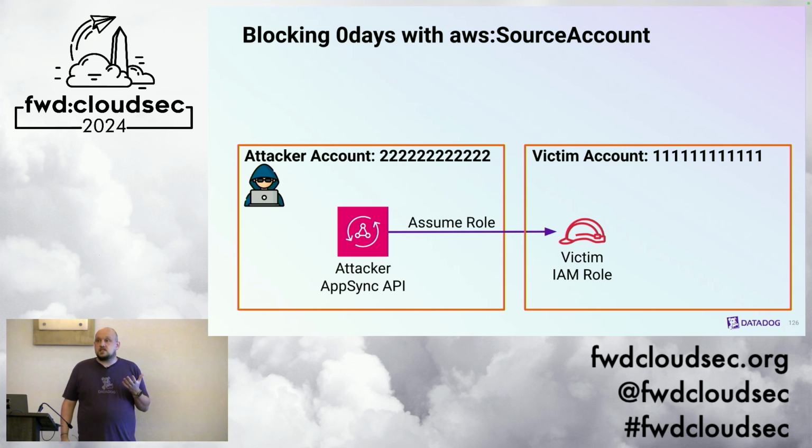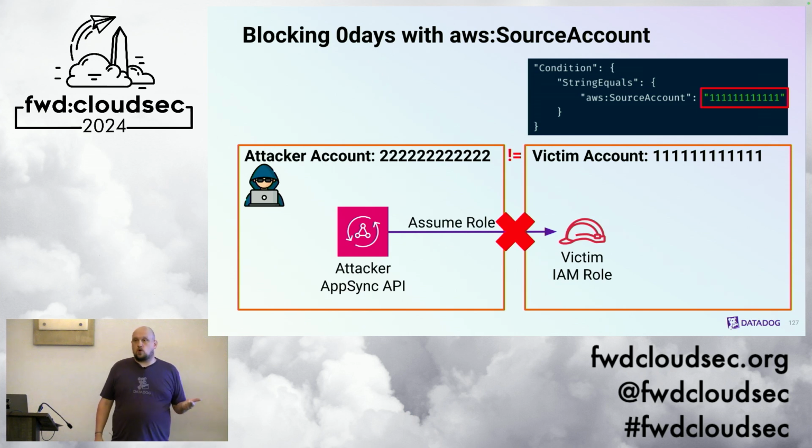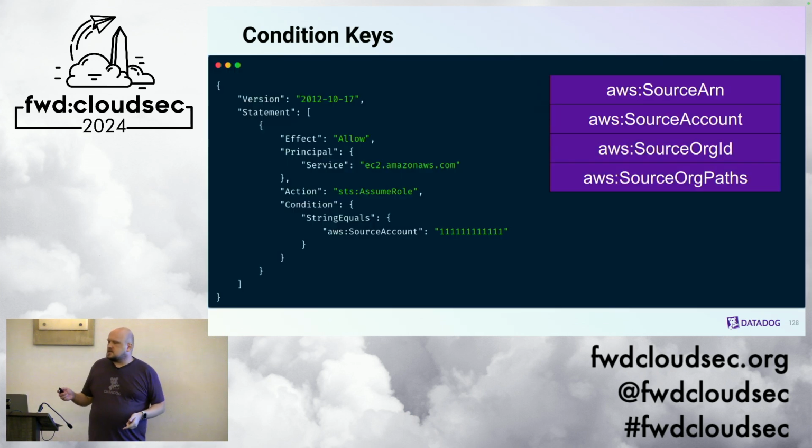And the neat thing about this is we actually got to see this live, actually block me, back when we had the AppSync 0 day. As an external attacker, we would be able to assume a role in an account. But if that role had a condition on it that limited the source account, we were unable to assume that role. And the other reason I like these is they're sort of like a backup defense in depth measure, right?